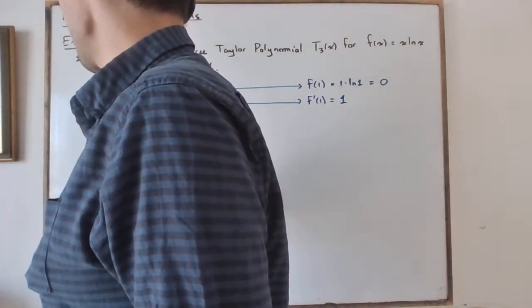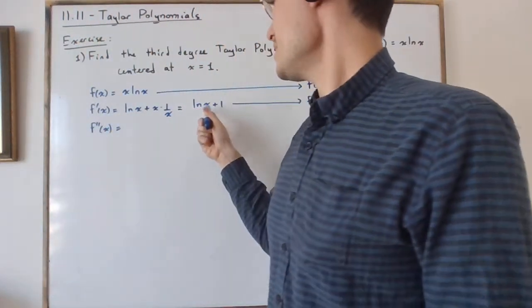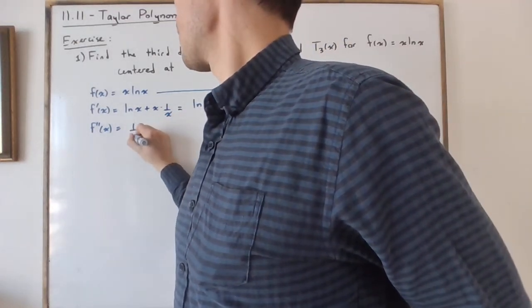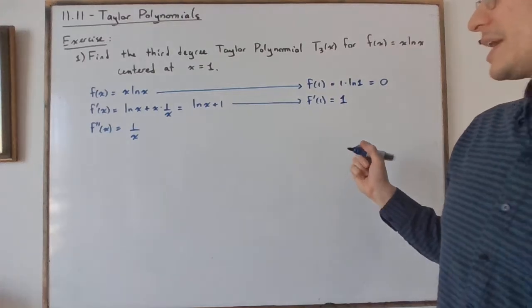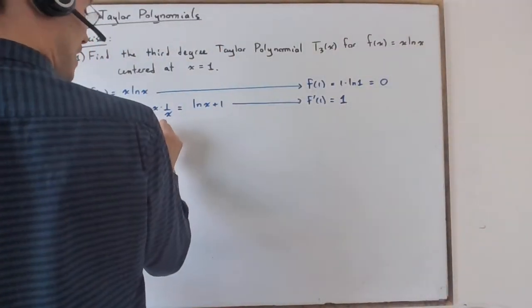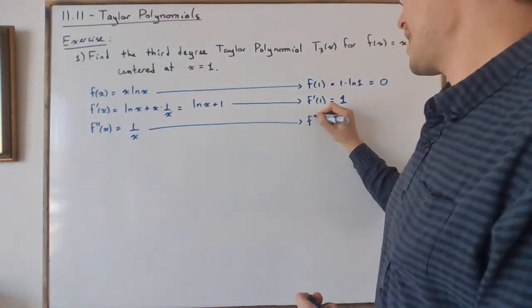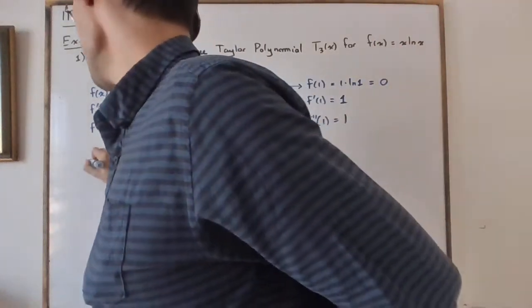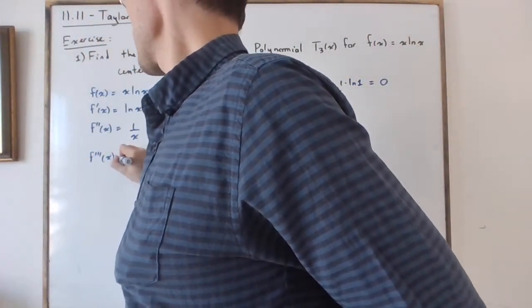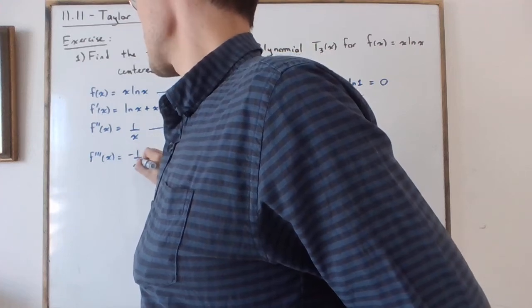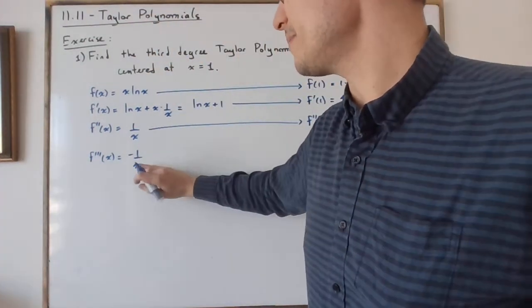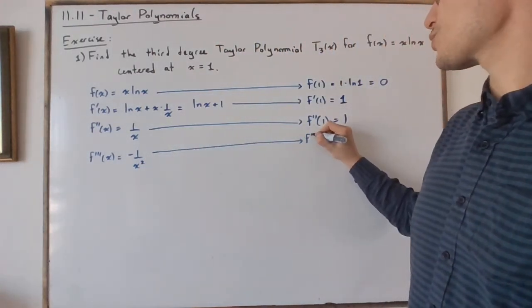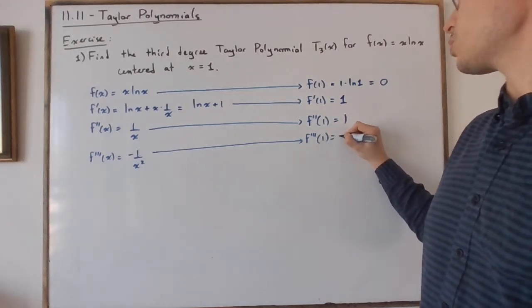Now f double prime. All the subsequent derivatives are very easy, because the derivative of 1 is 0, and the derivative of ln of x is 1 over x. So f double prime of 1 is equal to 1 over 1, so 1. And f triple prime of x will be negative 1 over x squared, meaning that f triple prime of 1 is equal to negative 1.